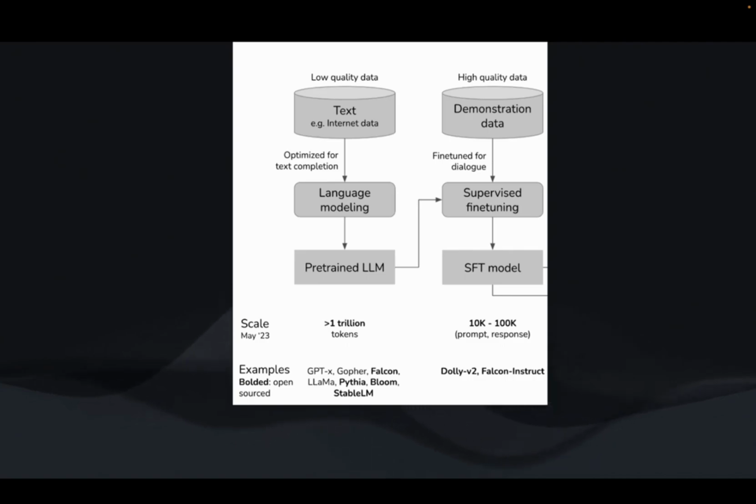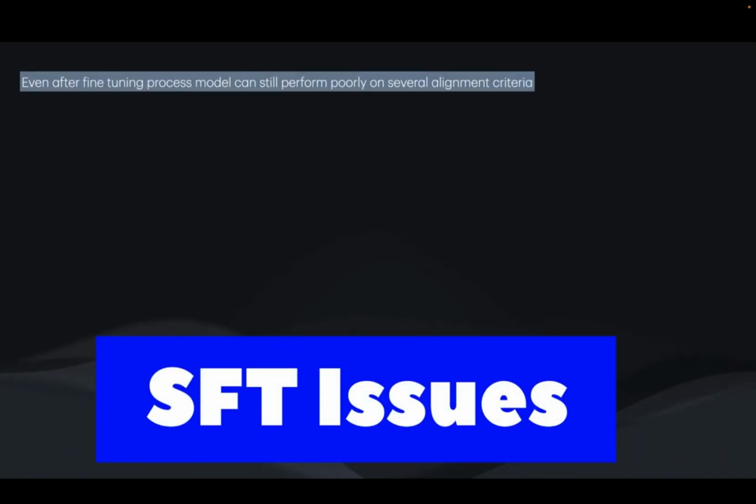The pre-trained model excels at the completion task, the next word or next token prediction. But using this SFT training process, we get a model which can also excel at conversational AI, right? And this high quality data ranges from 10k to 100k prompt response pairs. But after all this, you may not get optimal results, right? Even after the fine tuning process, the model can still perform poorly on several alignment criteria, right? So what are these alignment criteria? Let's discuss that.